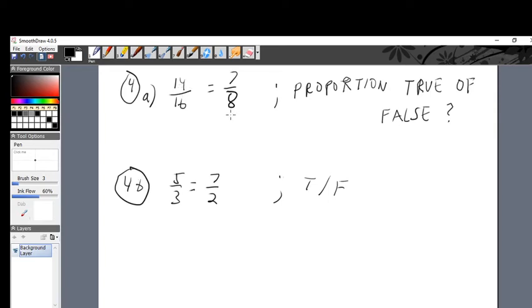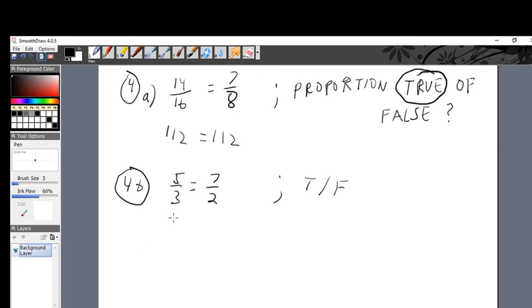Cross multiply. 14 times 8: 8 times 10 is 80, 8 times 4 is 32, so it's going to be 112. What is 16 times 7? 7 times 10 is 70, 7 times 6 is 42, so it's going to be another 112. And therefore, we pick that the proportion is true.